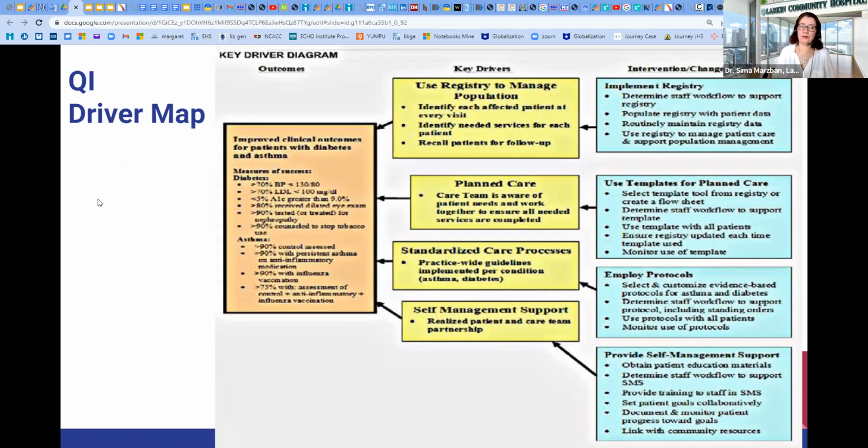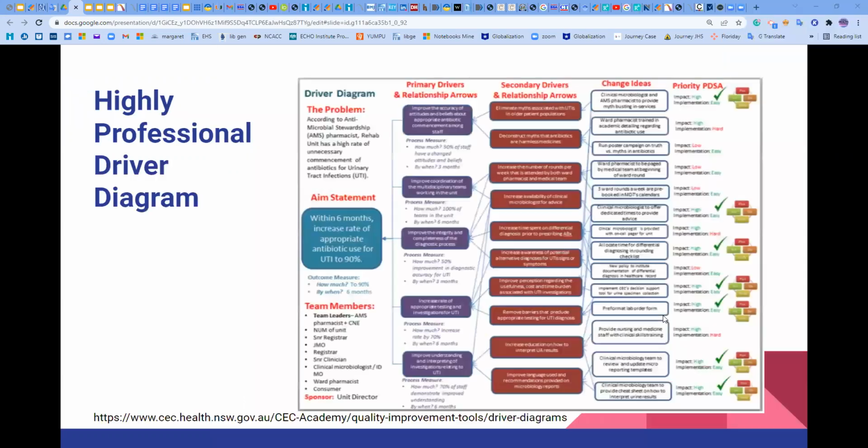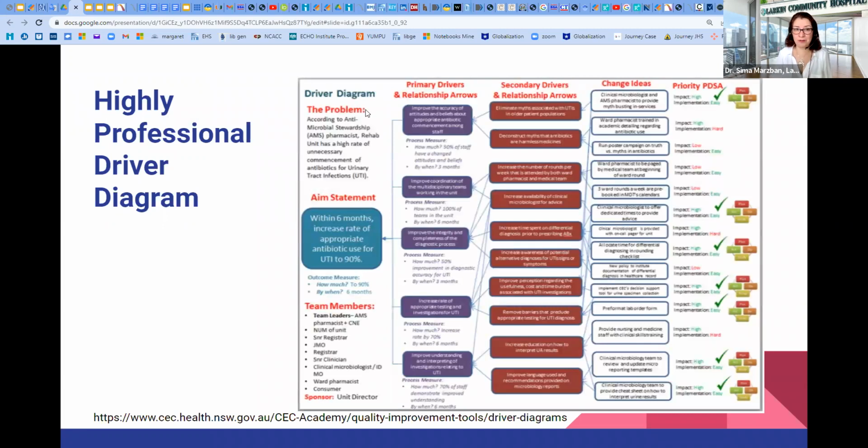We review the driver map from the previous lecture. That was the driver map. We need a driver map to identify what the measurable objectives and aim of the project are here, what the key drivers to achieve those goals are, and what the change strategies, change ideas and solutions would be in this. And this is another highly professional driver diagram that shows many things.